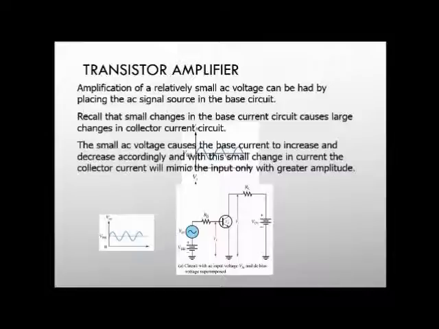The small AC voltage causes the base current to increase and decrease accordingly, and with this small change in the current, the collector current will also change, and the output will be of greater magnitude. The result in this case will be that small values of base current lead to larger values of collector current. So this acts as an amplifier.